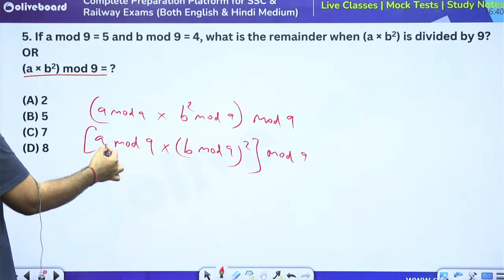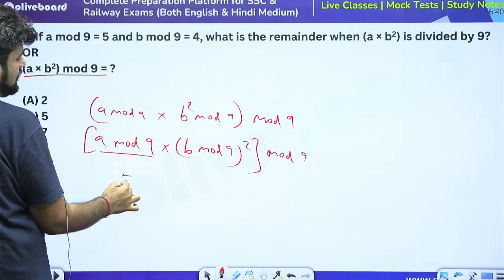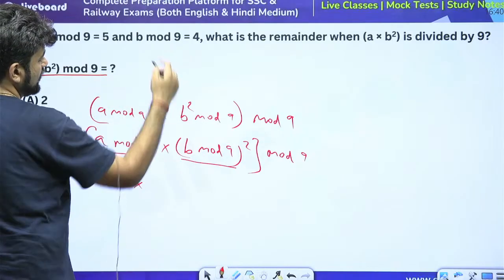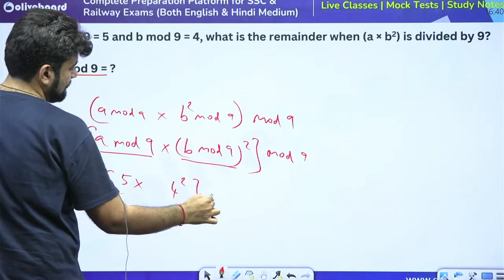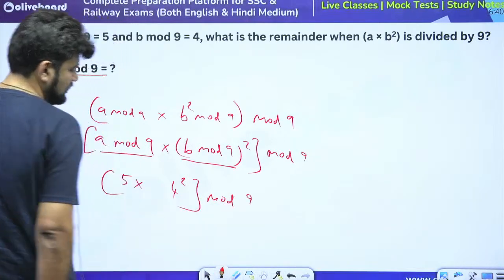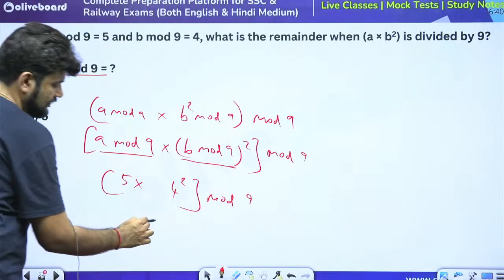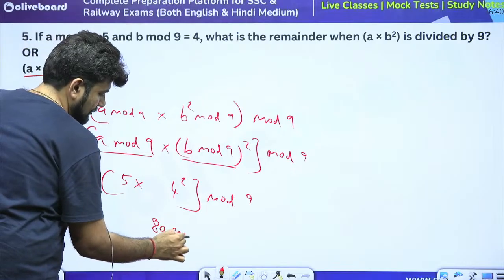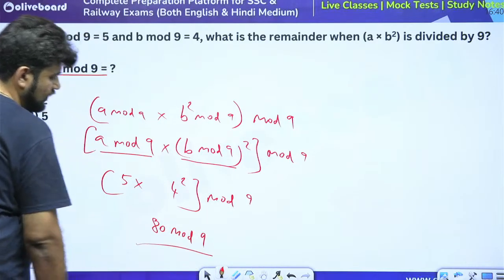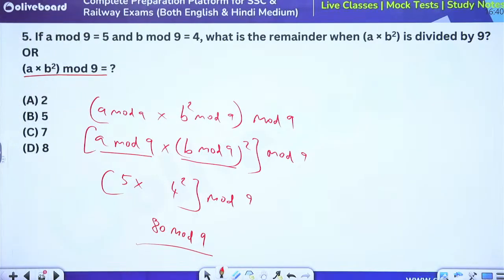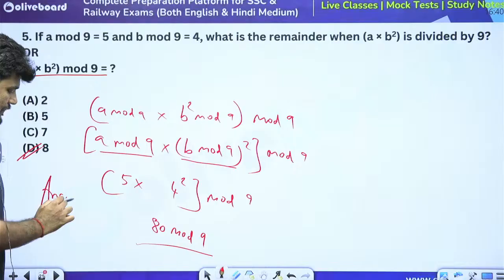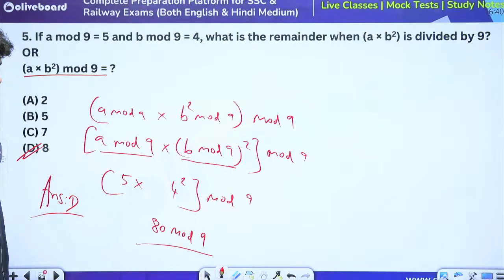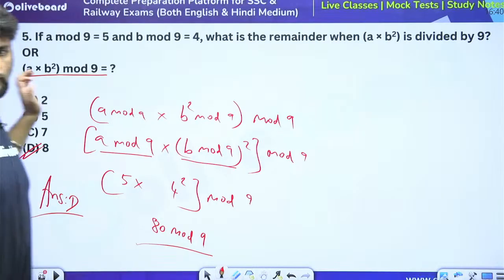Now what is A mod 9? A mod 9 is 5 into, what is B mod 9? B mod 9 is 4 square mod 9. Now this will become easy. So 16 into 5 is 80. So we need 80 mod 9. 80 mod 9 is how much? 72. So 8. Cool.